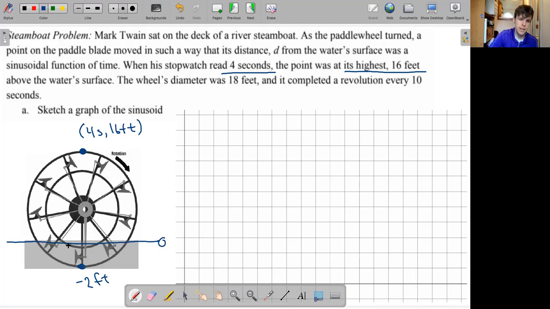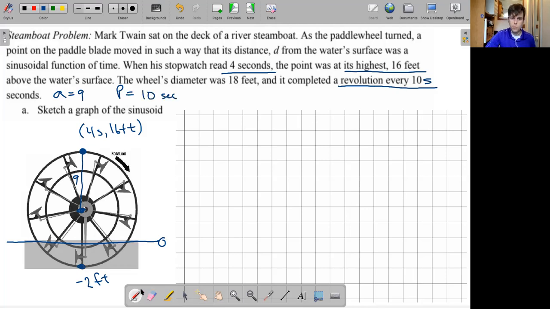All right, so let's go ahead and keep thinking about this. The diameter of the wheel is 18, so that means that our radius here from the midline to the maximum is going to be 9. So the radius of this wheel is our amplitude. So our amplitude is 9, A equals 9. All right. And it completed a revolution every 10 seconds. That is our period. So our period is equal to 10 seconds.